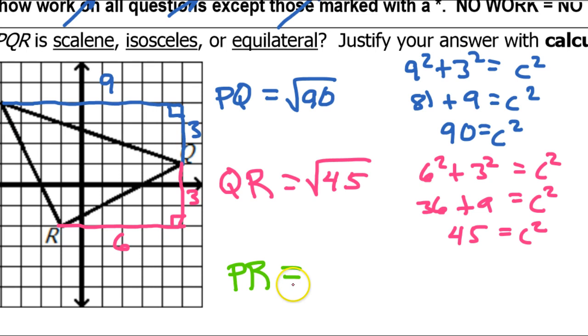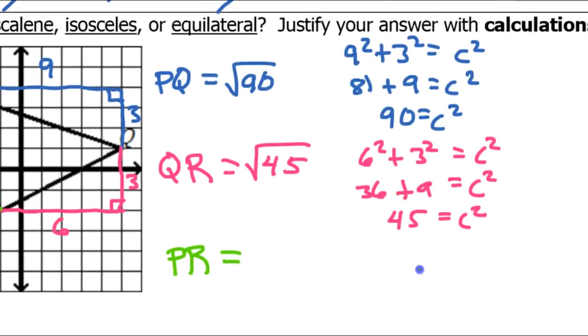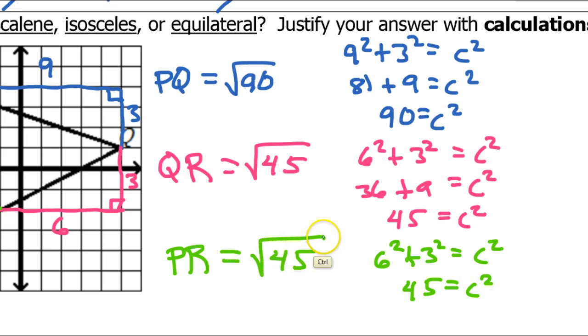Okay, so last I'm going to find the length of PR. I'm going to do that by drawing a right triangle that has PR for a hypotenuse. So here is a right triangle that I can use. I have a 3, and I have a 6 right here. So guess what? That's going to be 6 squared plus 3 squared is equal to C squared. Well, we just did that, so I already know this is going to be 45. So this is, again, the square root of 45.